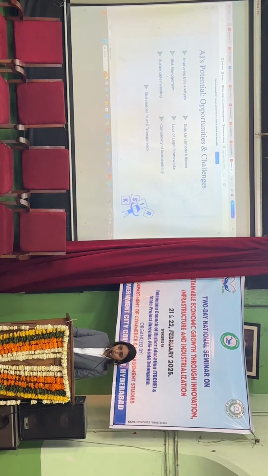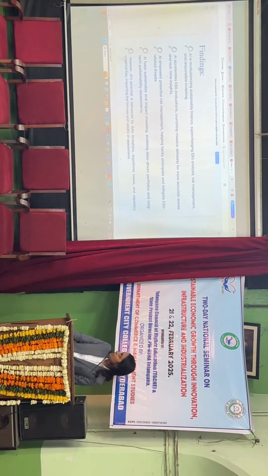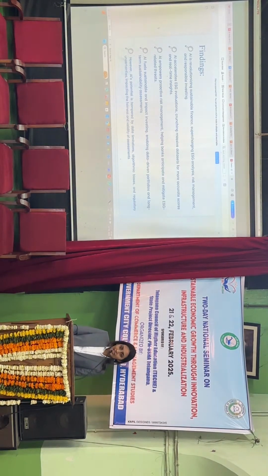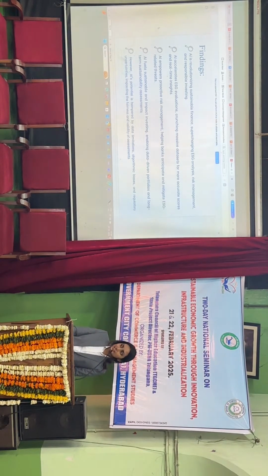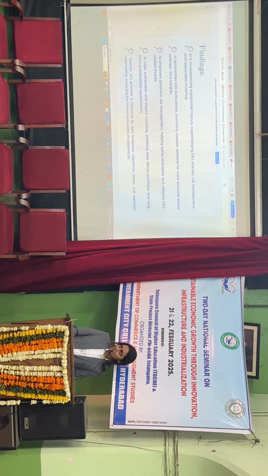These are all the challenges which stop the industry, stop the people from actually aligning with sustainability. Finally, AI is revolutionizing sustainable finance, supercharging ESG analysis, risk management, and responsible investing. Even when AI is striving to be there, there are opportunities and challenges. Where there are opportunities, there are challenges. Challenges are overshadowing the opportunities which are available for the investors and the companies, which in turn leads to decreased motivation among them.